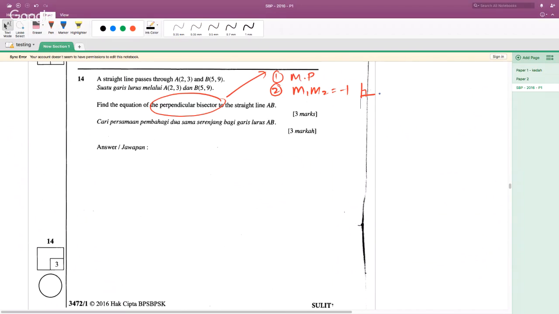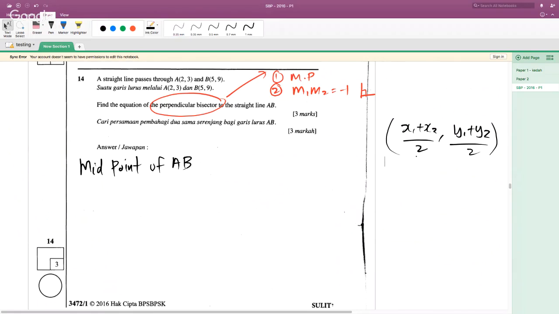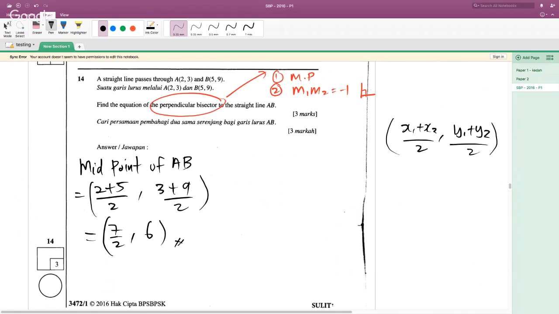Okay, so first thing I will do is the midpoint of AB. The midpoint formula is very easy. Just x1 plus x2 over 2 and y1 plus y2 over 2. All right, just x plus x divided by 2, y plus y divided by 2. So x1 is 2 and then x2 is 5, comma, and then 3 plus 9 over 2. So the midpoint basically is 7 over 2, and 12 over 2 is 6. Okay, now I have the midpoint already.